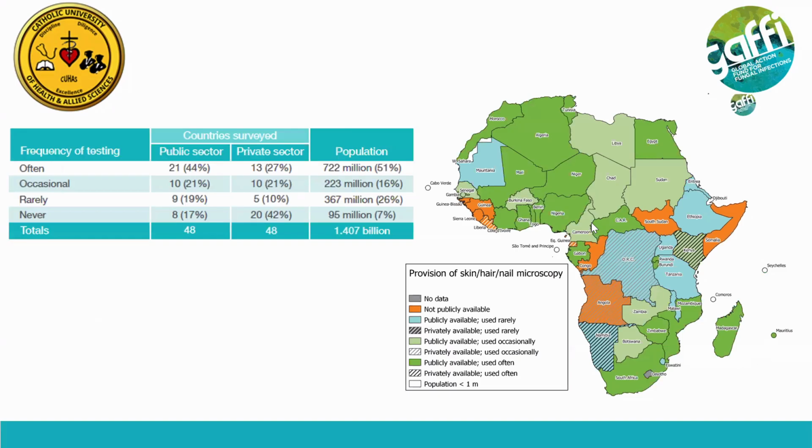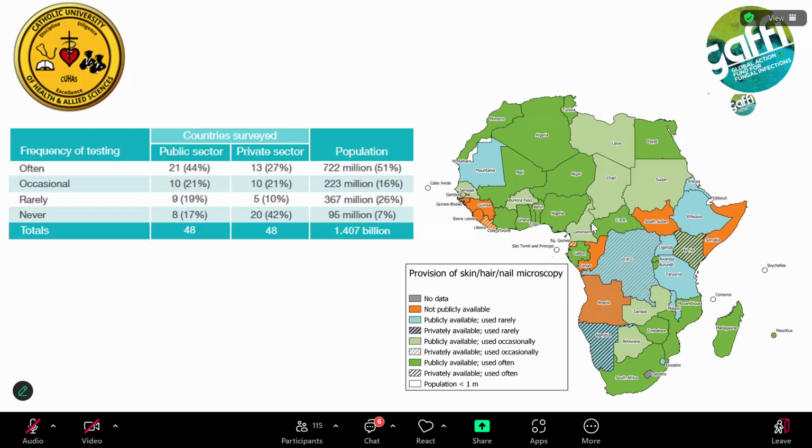You can see that we have some countries like Somalia, Sudan, Angola, where they don't have any public lab. They don't know about the potassium hydroxide preparation and using it for microscopy for fungal diagnosis. So we can still see that in a very large part of Africa we are still underdiagnosing fungal infection, and yet these fungal infections are there.